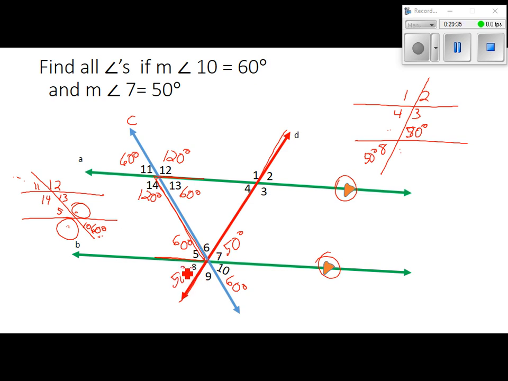And if angle 7 is 50, angle 2 and angle 7 are corresponding angles. So angle 2 has to be 50. Well, that tells us angle 4 is 50. Angle 3 and angle 4 are supplementary, so angle 3 has to be 130. Angle 1 then has to be 130.